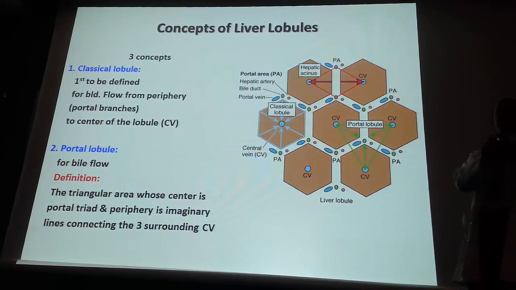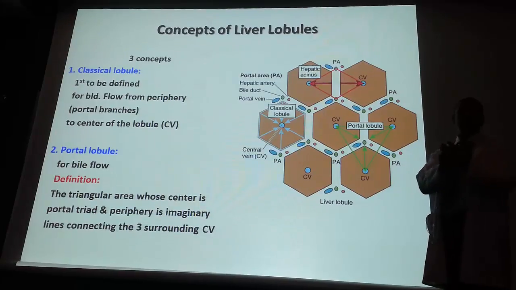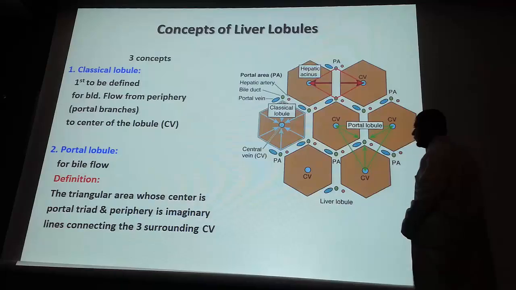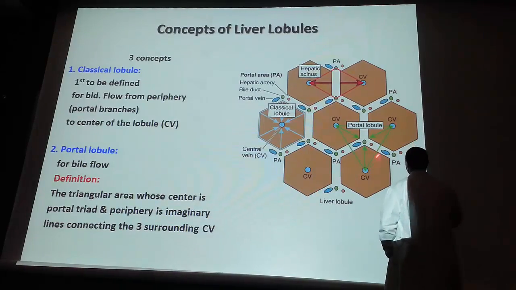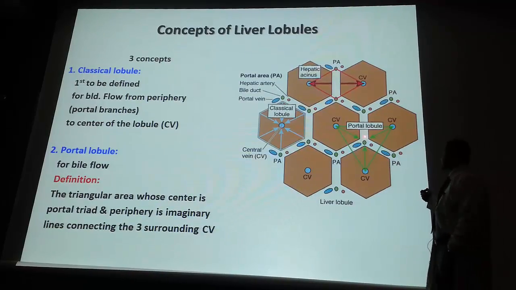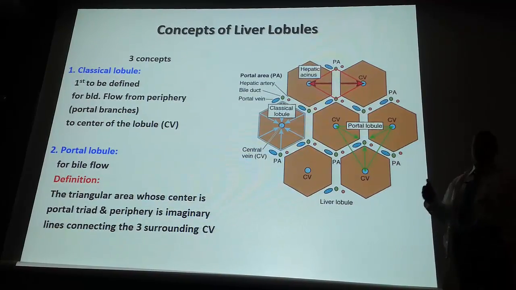And the center of each triangle was the bile duct within the portal triad. Okay? So this now, the physiologists call it the portal lobule. Why do they call it the portal lobule? Because its center is the portal triad.